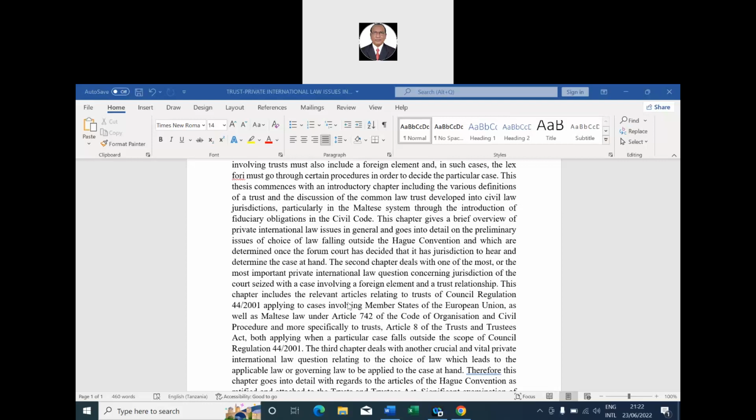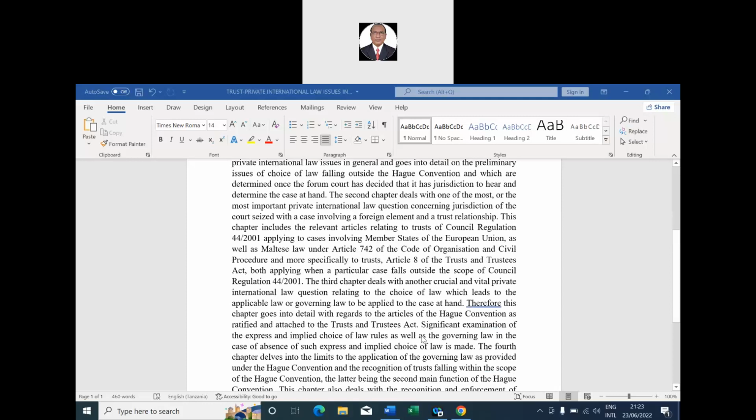This chapter includes the relevant articles relating to the trust of the Council Regulations. Of course, this is the Council Regulations, I believe an international instrument, applying to cases involving the member states of the European Union, as well as the Maltese law under Article 742 of the Code of Organization and Civil Procedure, and more specifically Article 8 of the Trusts and Trustees Act. Both apply when a particular case falls outside the scope of the Council Regulations. If it falls outside any Council Regulation, at that time the country's trust law could be followed. Of course, this is said.